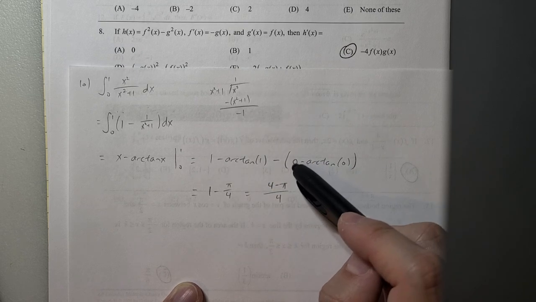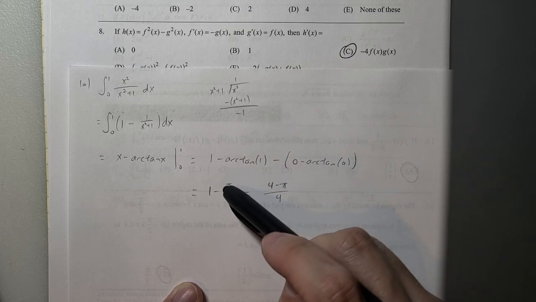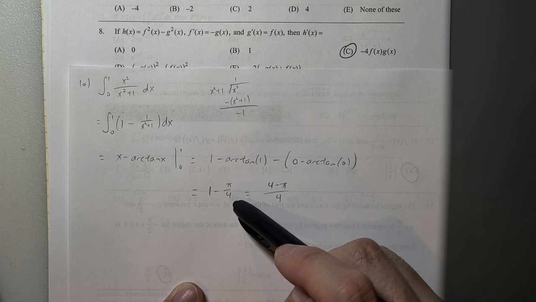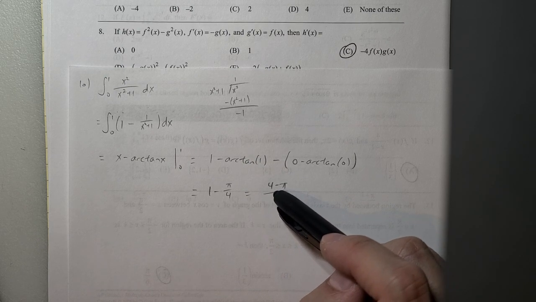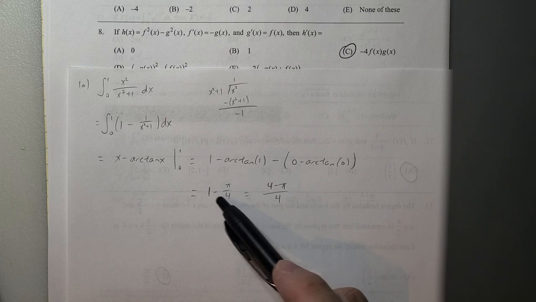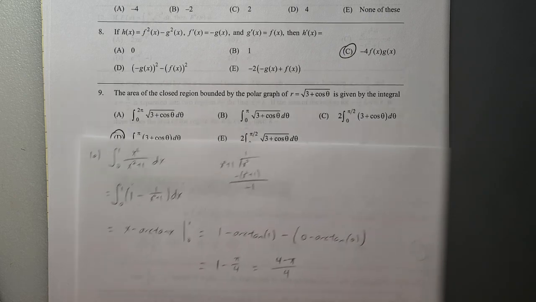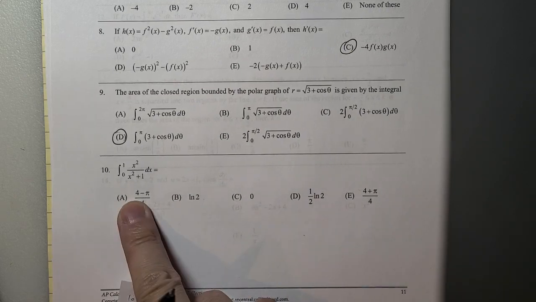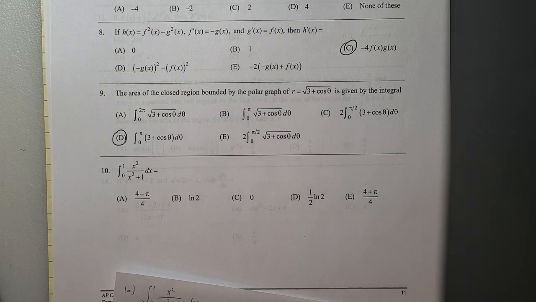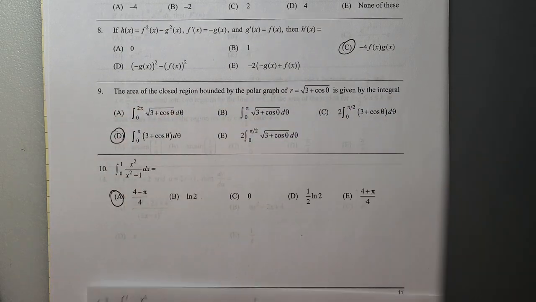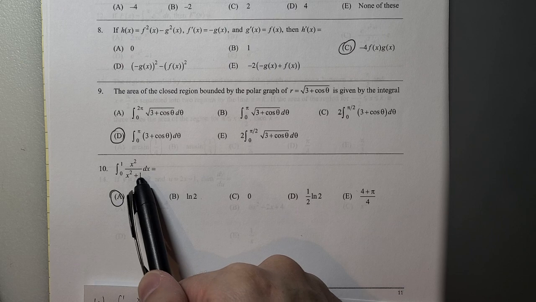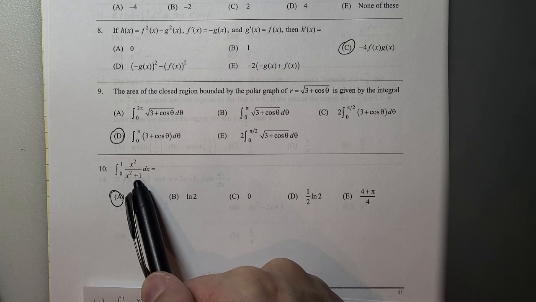This is the fundamental theorem of calculus. Both these terms are 0. So we have 1 minus, what's arctan of 1? That's pi over 4. And then we change the form to 4 minus pi over 4. So I just made it one fraction. We did that because that's the answer that they give us. 10 is A. You might be able to do a trig sub even.